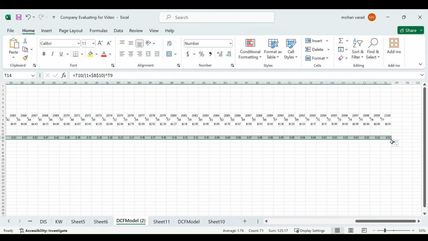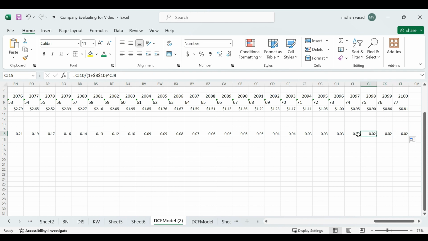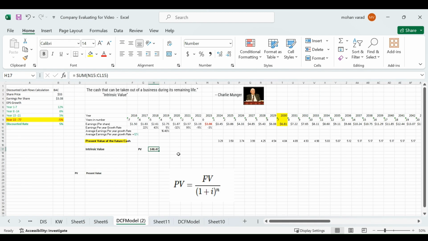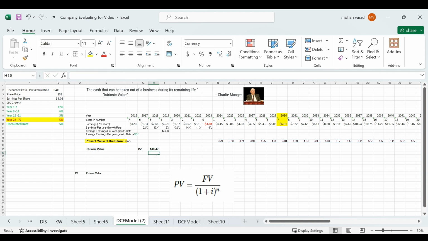Now you see how the present value has changed. 81 cents is only worth 2 cents. 95 cents is only 0.03 cents. You can see how the present value of those future cash flows has changed. Now let's go back to the beginning and do the sum of all the present values of those future cash flows from year 1 to year 77. Let's do that and hit enter, and come back here, and you will see the present value is now $148.47, which is nothing but the intrinsic value.